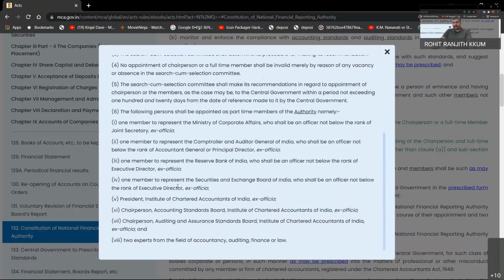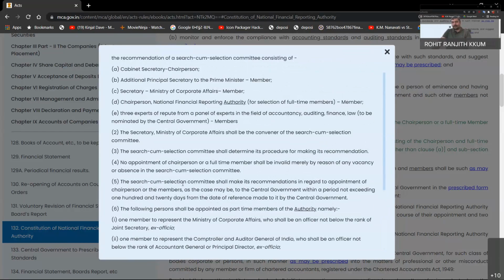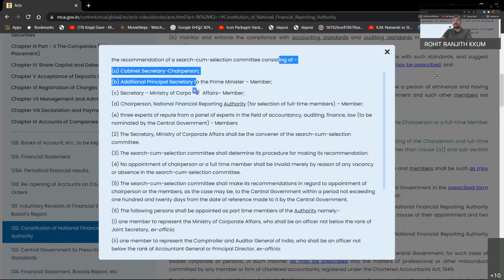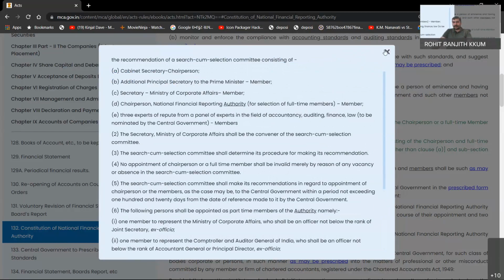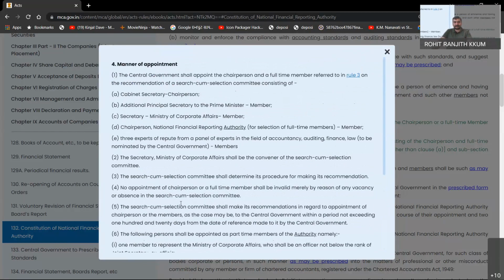Students, is it clear? Hello? I don't want to read more in that, okay? So this is the composition. All right? There is just one thing, that when the reference is made by this committee that we need to appoint a member, central government has to appoint it within 120 days. So within 120 days, the committee will appoint these many members.